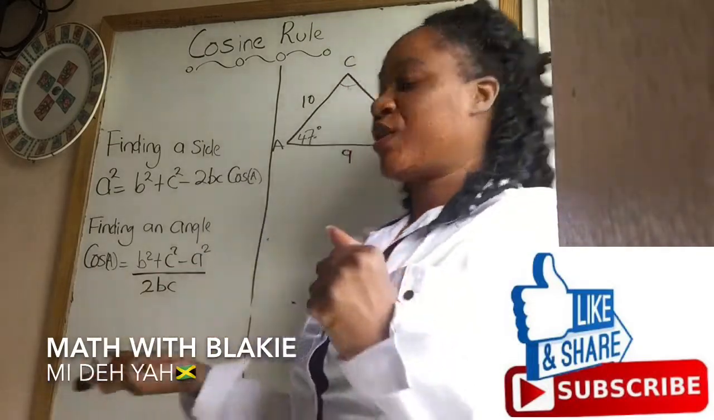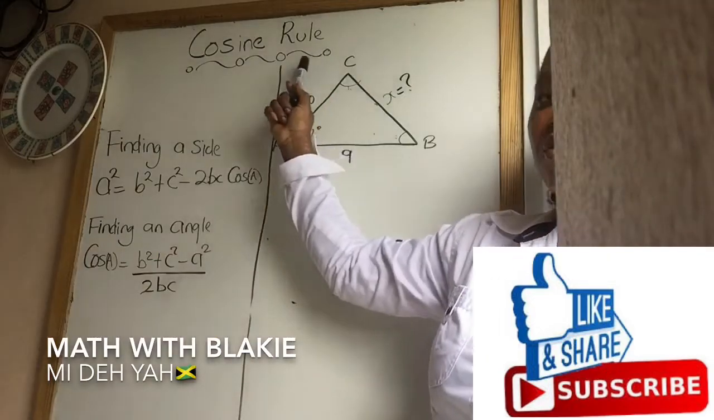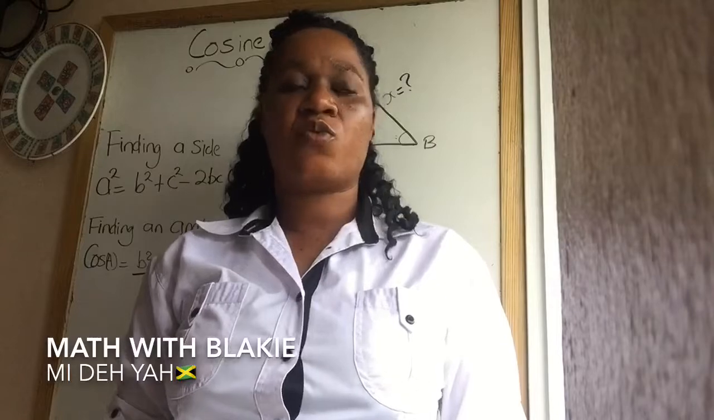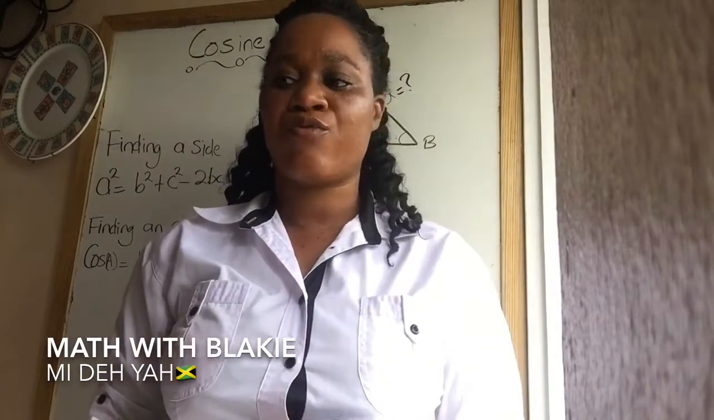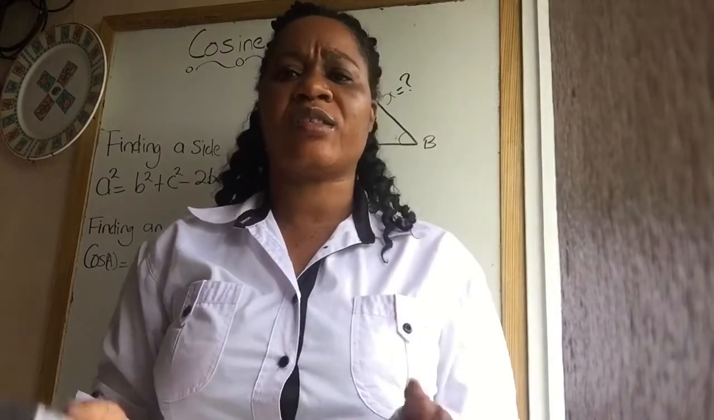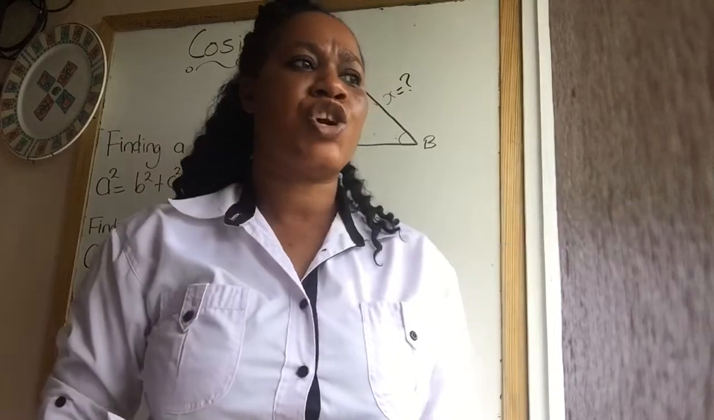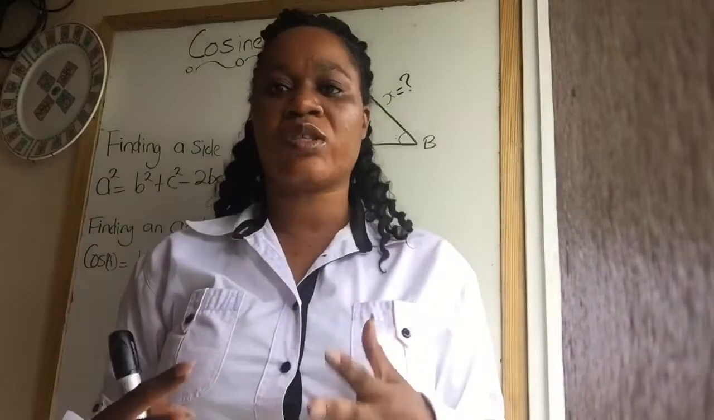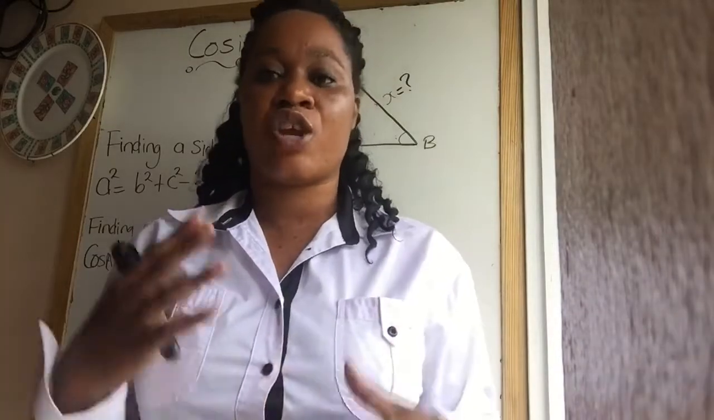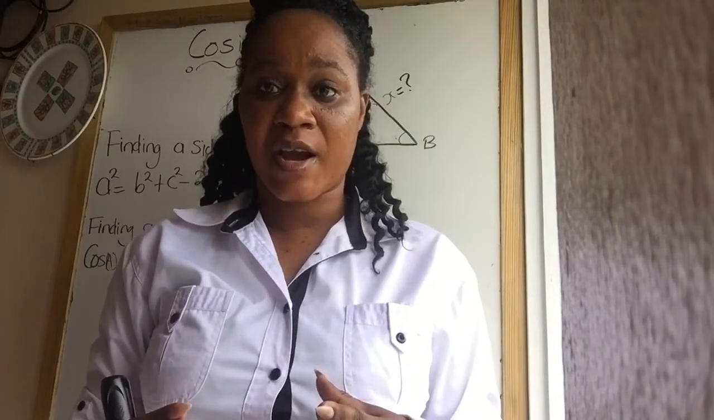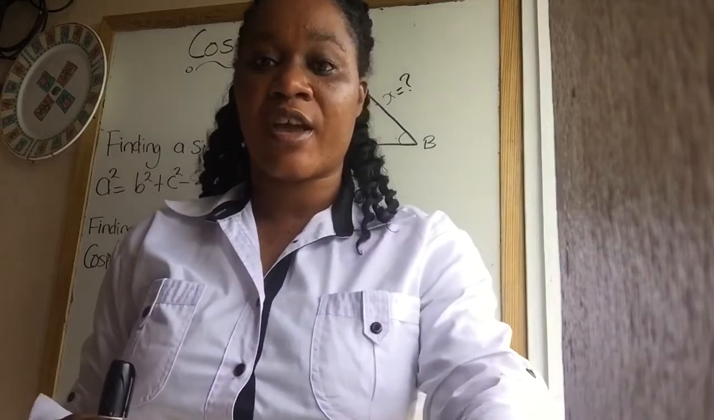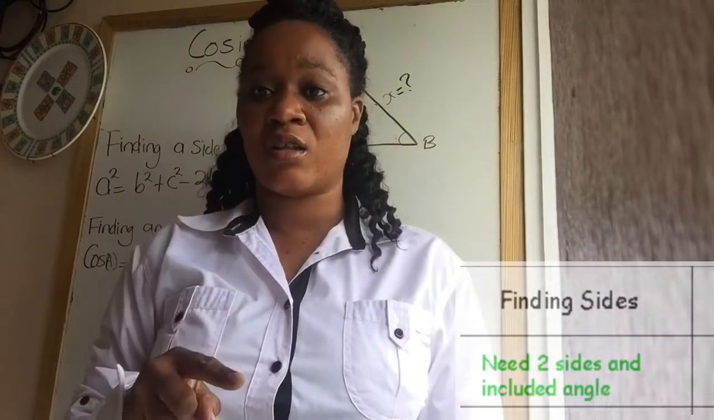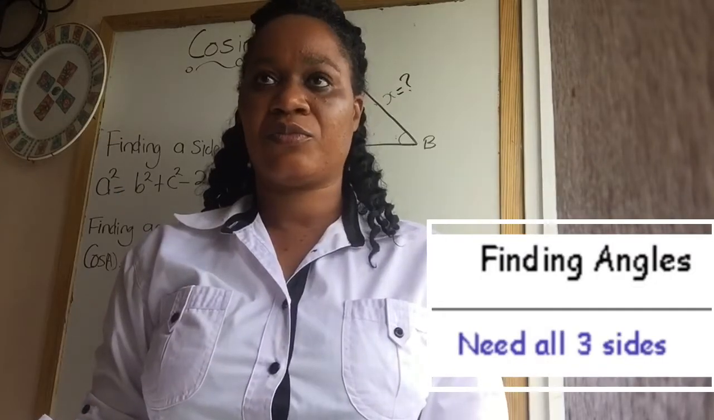Today we are looking at the cosine rule. In our previous video we talked about the sine rule. How do we know when to use the cosine rule? If we're given a non-right angle triangle, and we're given two sides and an angle, or three sides.